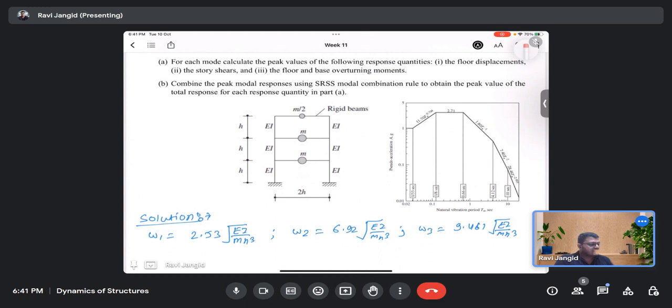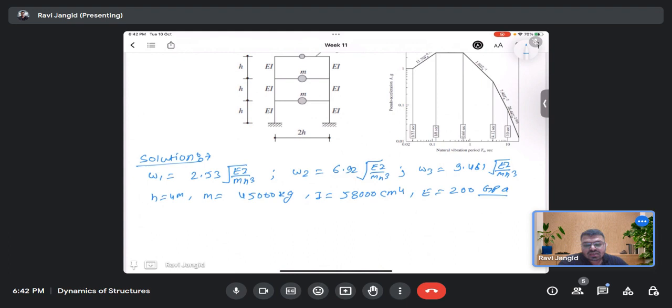Now you have the value for H, given to us as 4 meter. Mass is given as 45,000 kilogram. Inertia is given as 58,000 centimeter power 4. And E is given as 200 GPa, or 2 × 10⁵ MPa. So can you get me the values of omega 1, omega 2, omega 3 using this, and along with that I want T1, T2, T3. So please do the calculation.